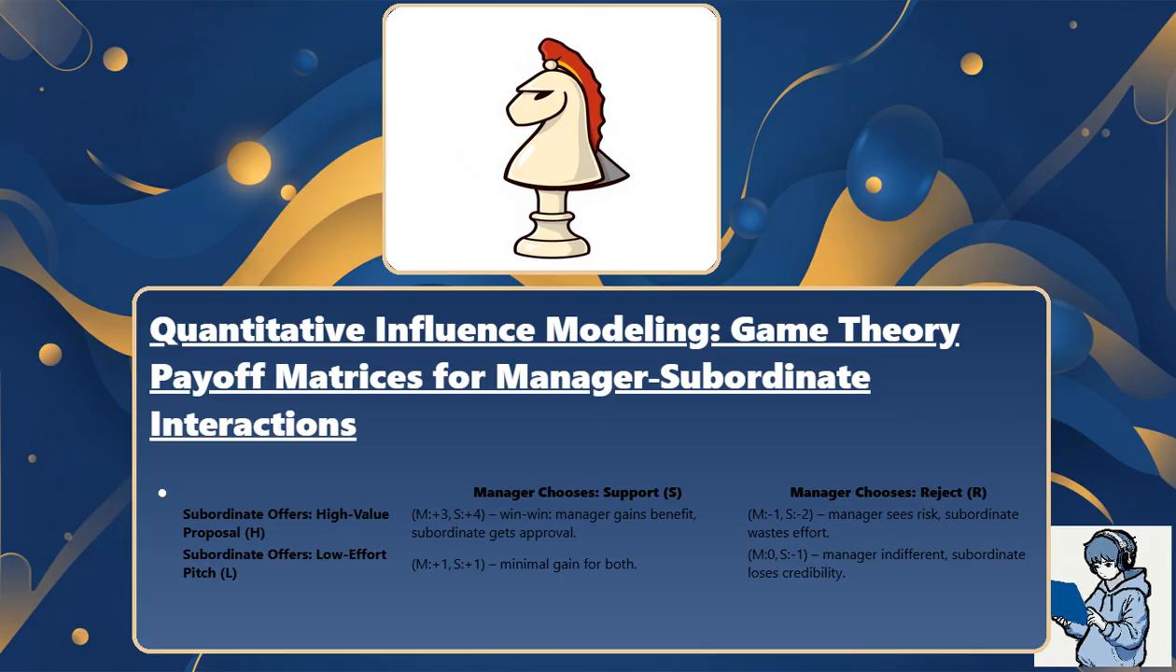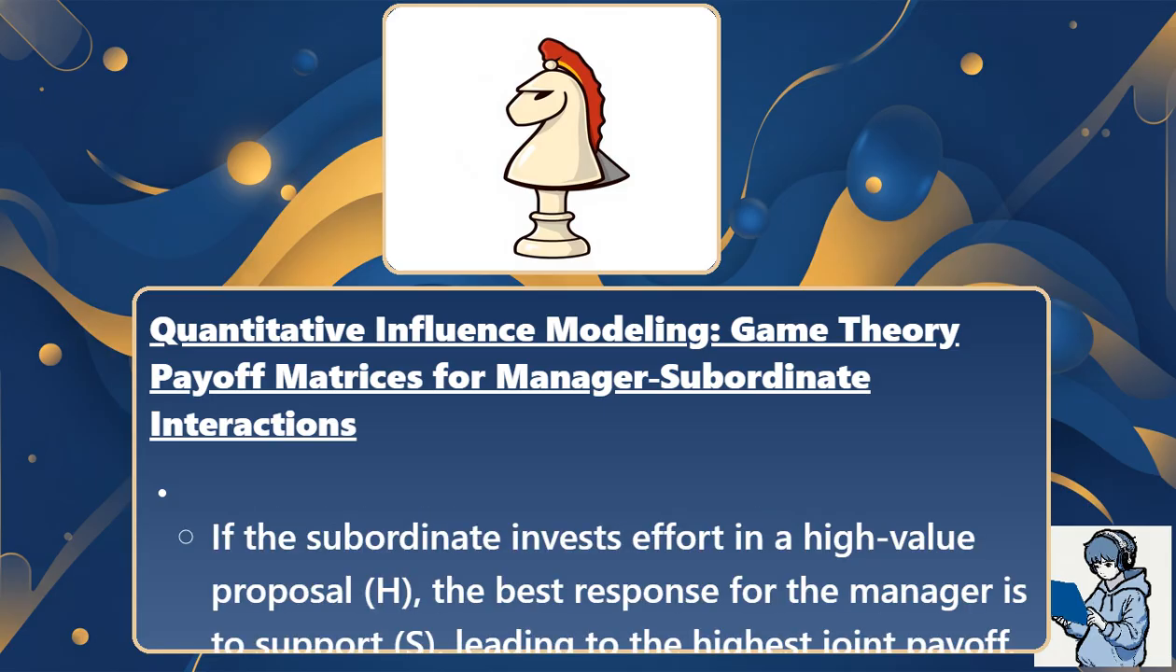Second row, subordinate offers low effort pitch L: manager +1, subordinate +1, minimal gain for both. If manager rejects, manager 0, subordinate -1: manager indifferent, subordinate loses credibility. If the subordinate invests effort in a high-value proposal H, the best response for the manager is to support S, leading to the highest joint payoff.